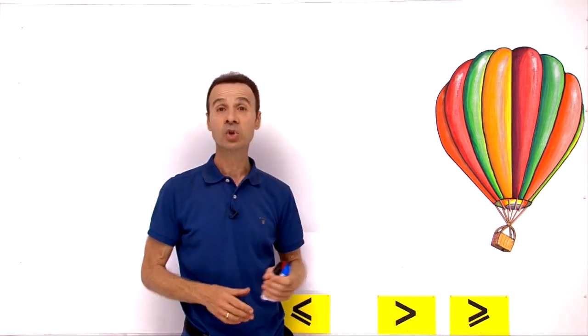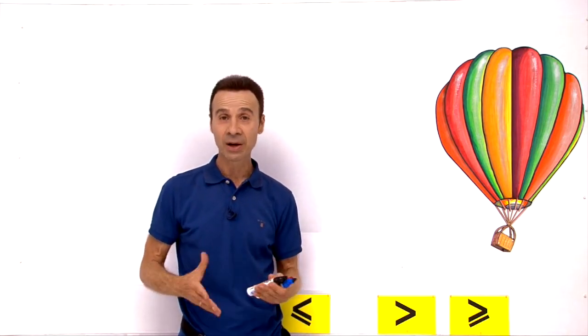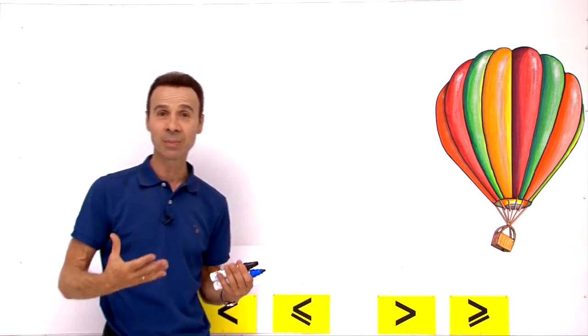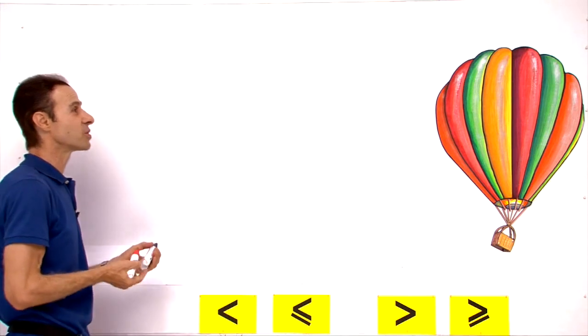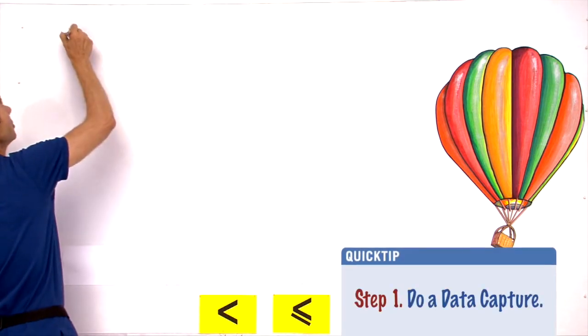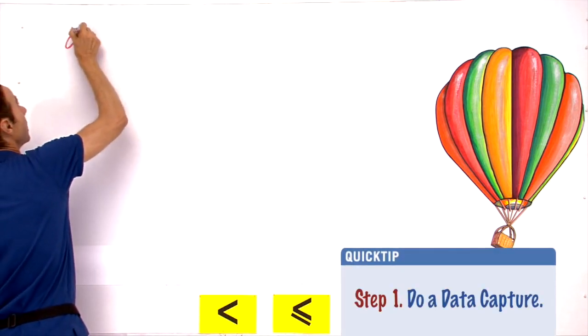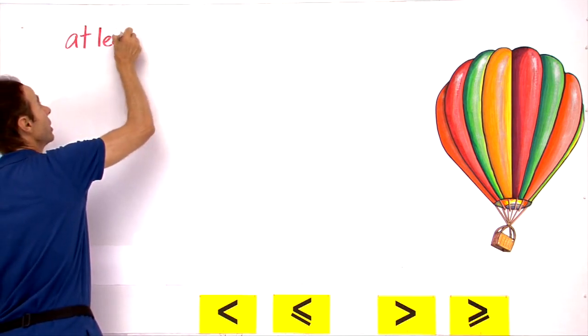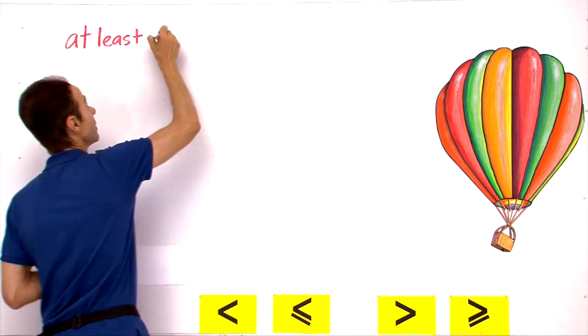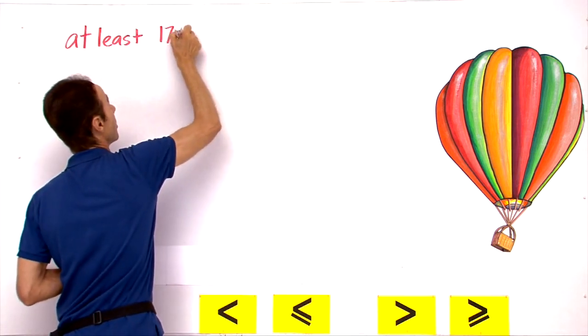Now, what we're asked to do is to write and graph a compound inequality that describes the altitude the balloon should fly. Okay, let's do a data capture right here and summarize the key elements from all those words. So what we have, first of all, is that he needs to either increase his altitude to at least, that's the key word here, at least 17,000 feet.